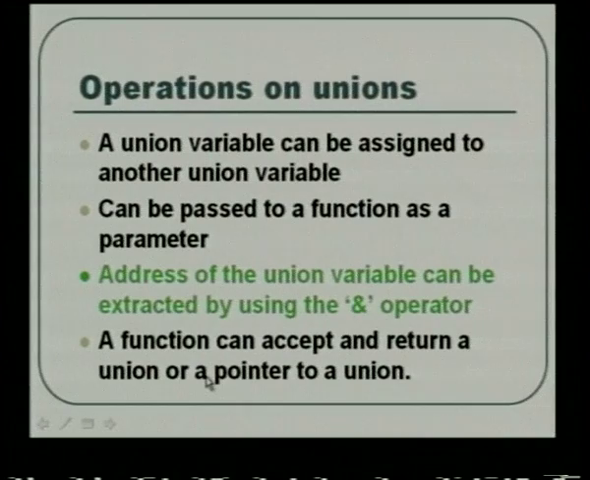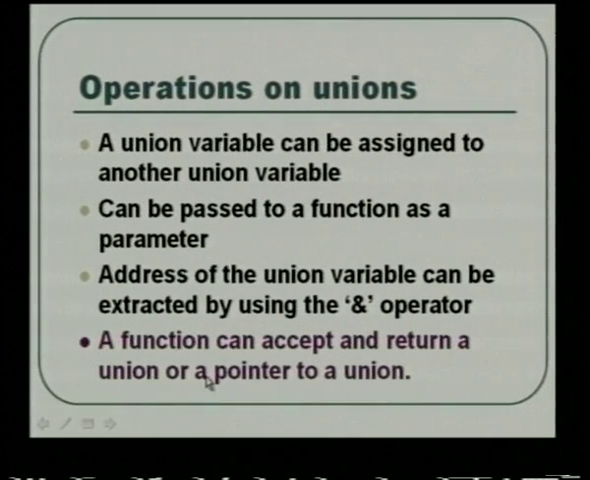The address of the union variable can also be accessed using the address operator, which is the ampersand operator, and a function can accept and return a union or a pointer to a union. So, all the operations that are generally done using ordinary variables, like integer a, b, which belong to the fundamental data types, are possible with unions too: passing arguments to functions by value or by address, obtaining their address using the ampersand operator, and returning a pointer to a function.